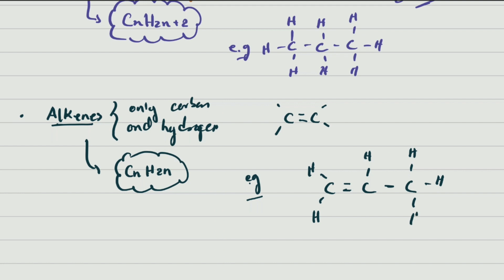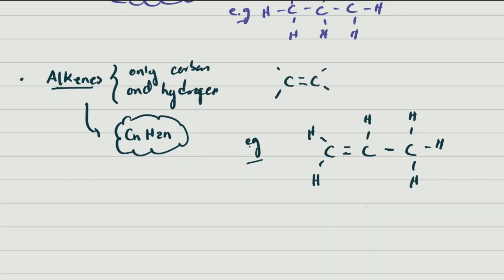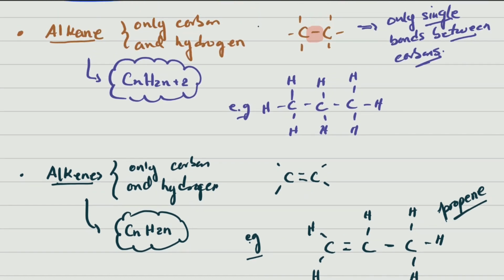This one is an alkene. In this case, it's called propene. But we will learn about the naming later on, so let's just write it here. This is propene. Okay, so this is the second homologous series we are going to do.